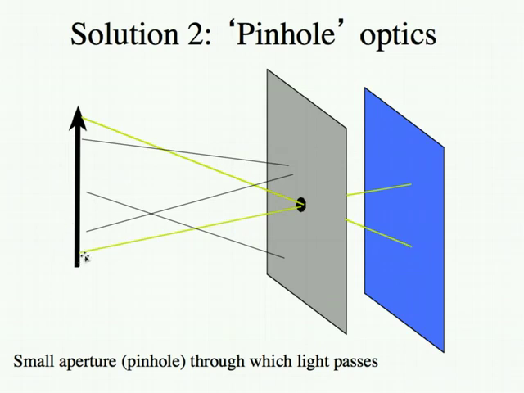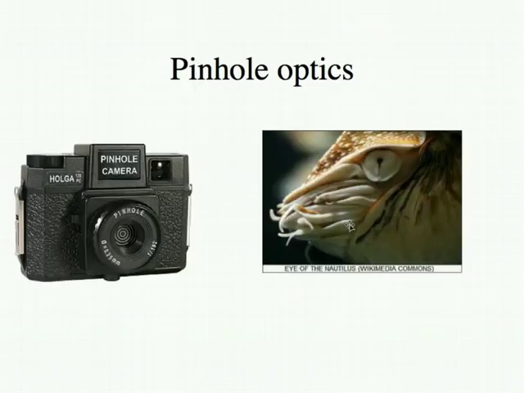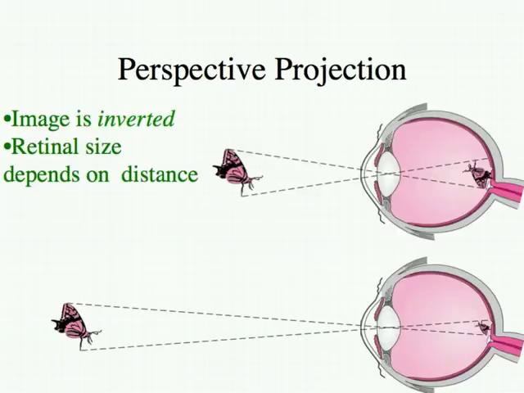Light from down here is only going to fall up here. And so this is called a pinhole. Several species actually use pinhole optics in order to form a focused image. And there are also some cameras, old-fashioned cameras generally, that use this kind of pinhole device. This has the effect of producing what's called perspective projection.